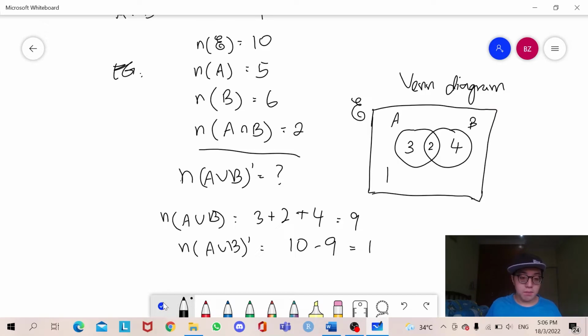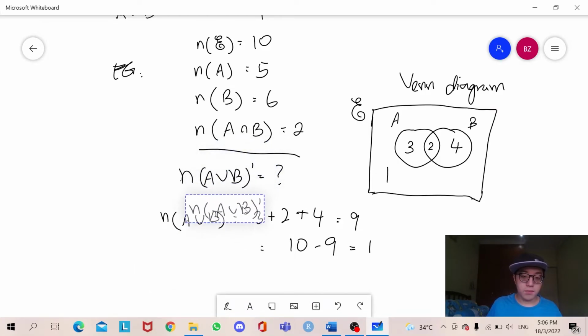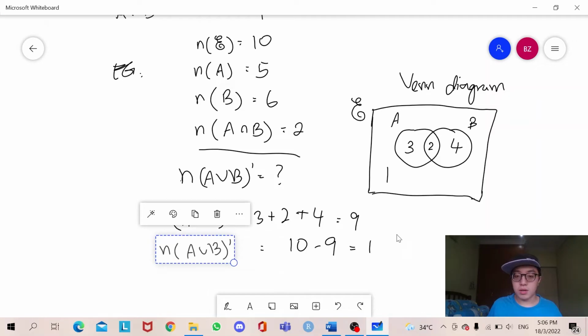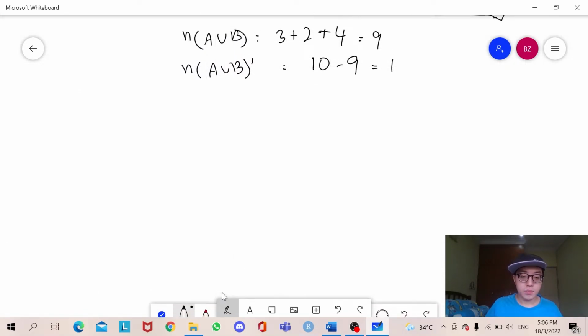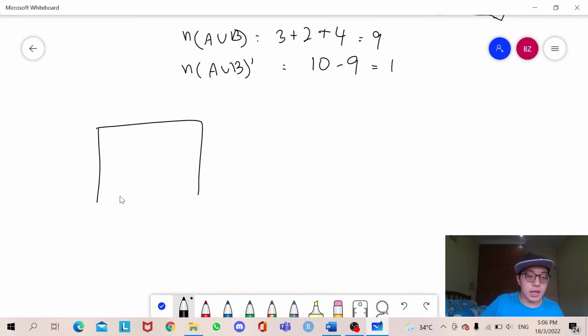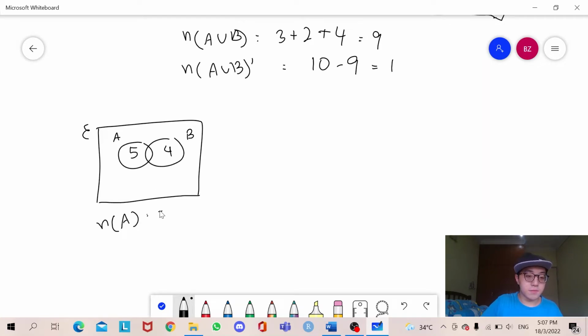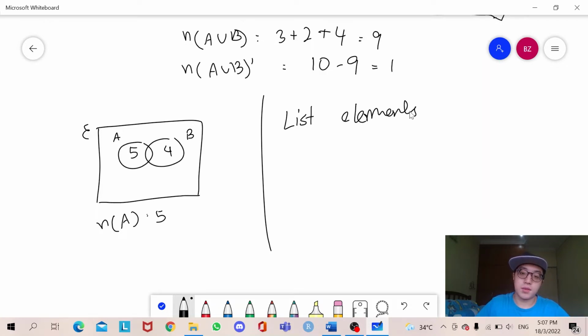Now I'm going to tell you something about listing down the elements. If you notice, I had been just writing the numbers of elements inside here; let's say this is A, this is B, I'll write 5, 4 and so on. This means that the number of elements of A is 5. But what if the question wants you to list every single element inside the set?